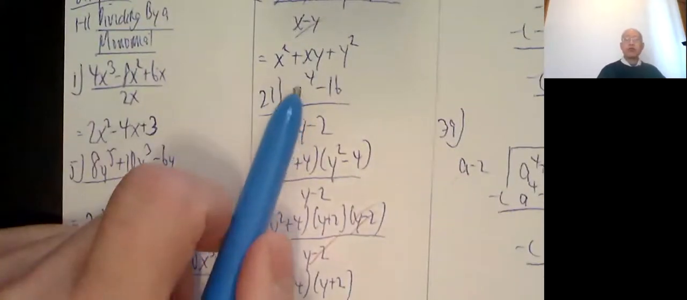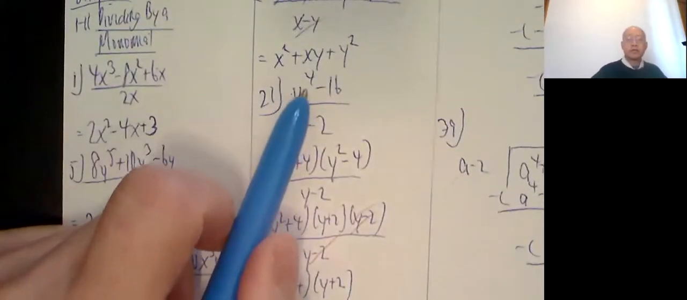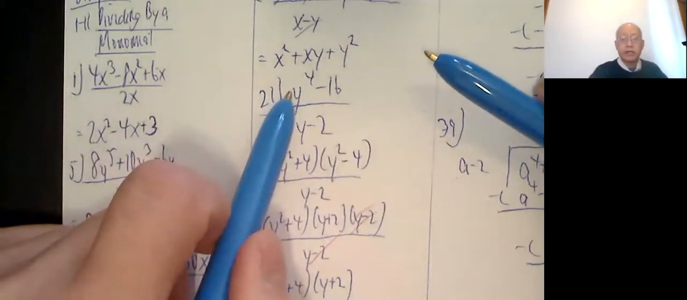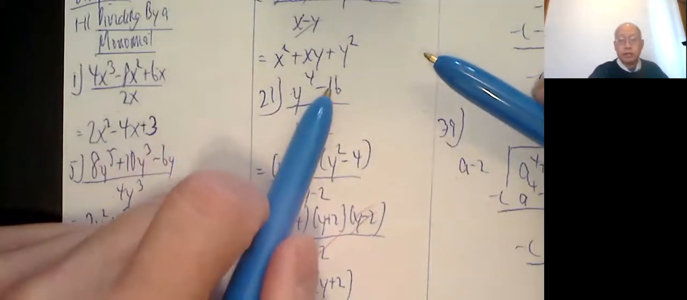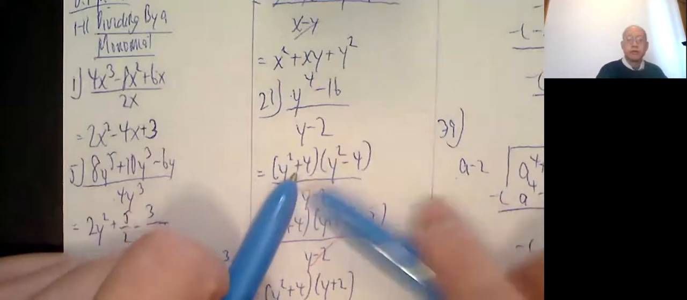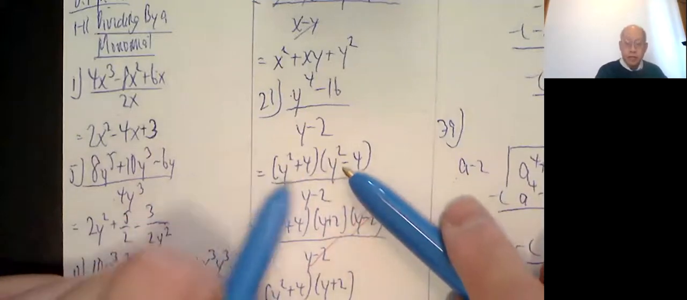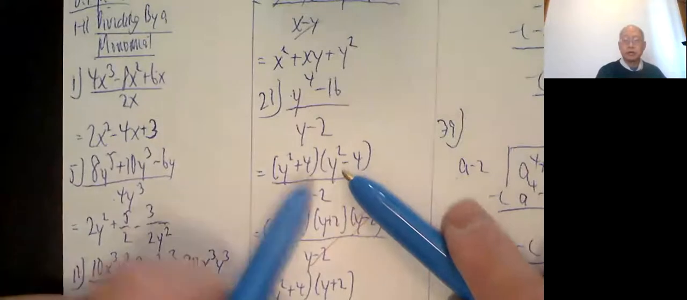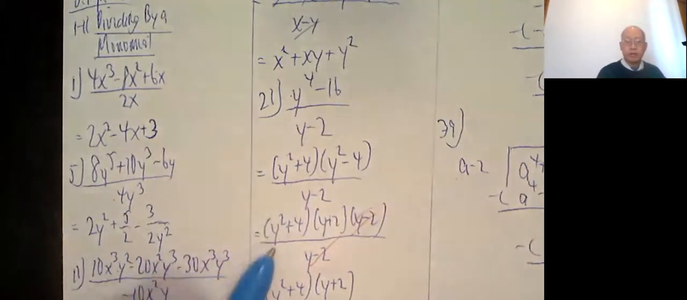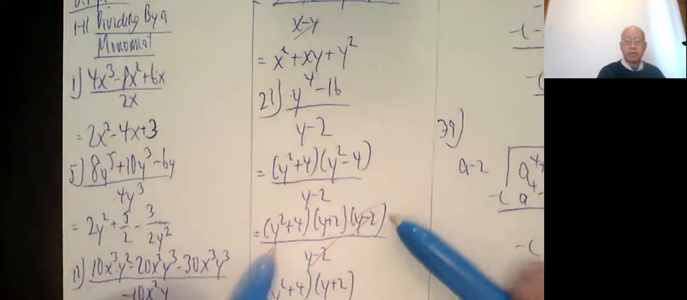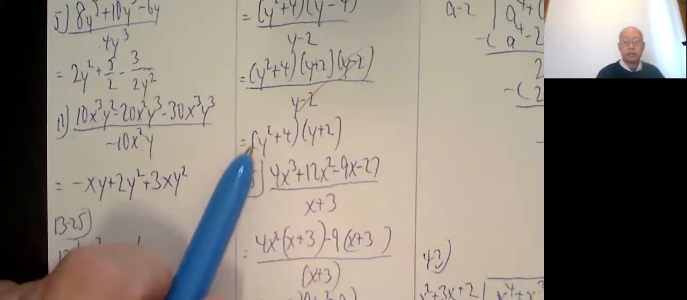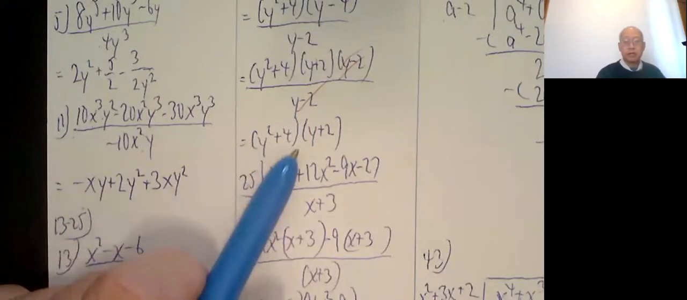21, y to the 4th minus 16. Difference of squares. What do I square to get this? Y squared. What do I square to get this? 4. So y squared plus 4, y squared minus 4. Okay, this one's done, that's prime, but y squared minus 4 is also the difference of 2 squares. So leave this one alone, but y plus 2, y minus 2. And now you can see that y minus 2 cancels out. So final answer, y squared plus 4, y plus 2.